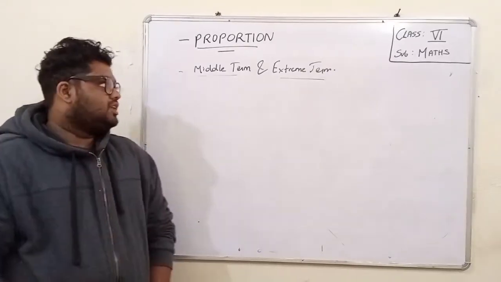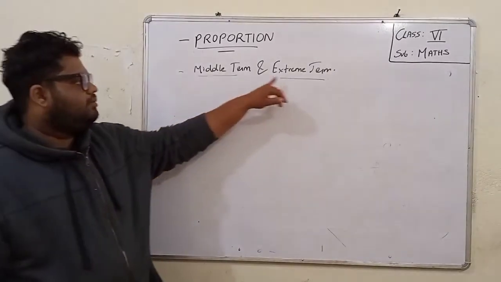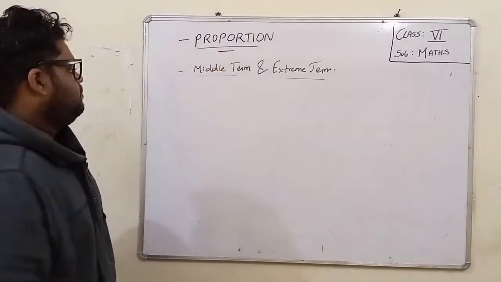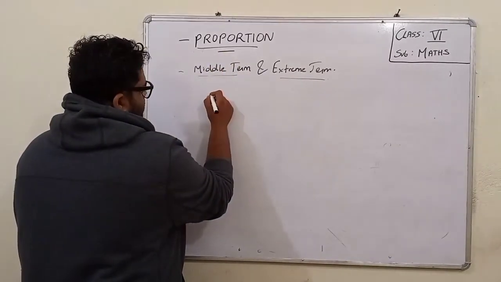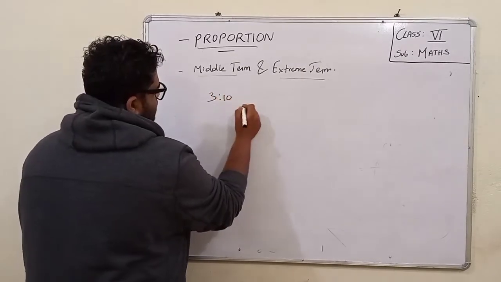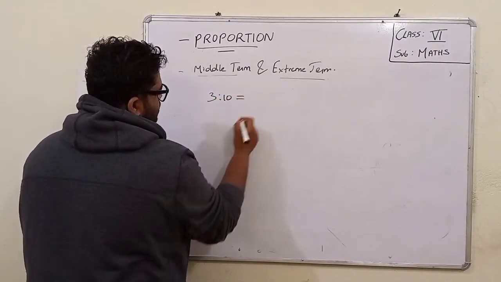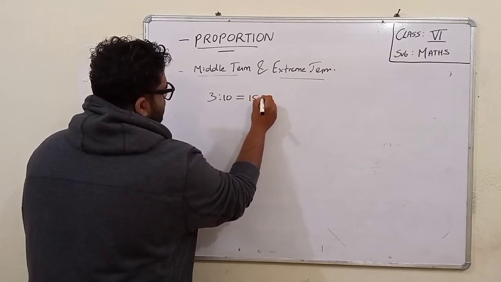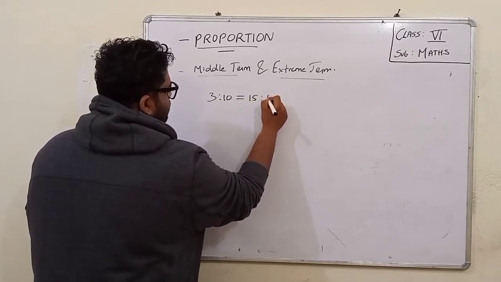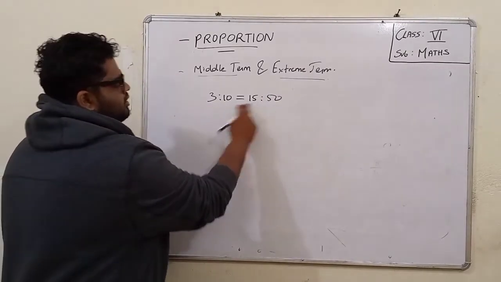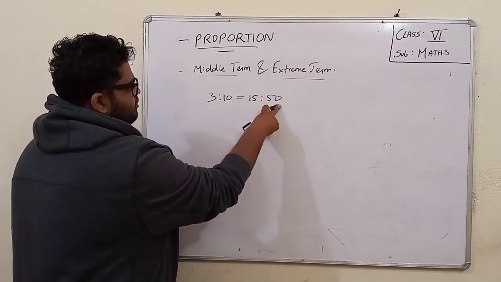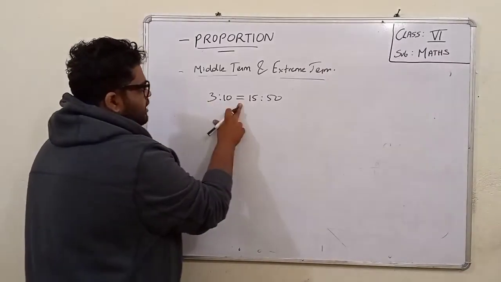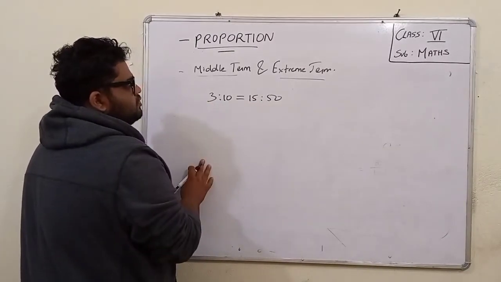Now, proportion has a subtopic, that is middle term and extreme term. What is middle term and extreme term in the case of proportion? For example, 3 is to 10 is proportional to, I guess, 15 is to 50, right? They are in proportion because 5 times 3 is 15, 5 times 10 is 50. So they have equal ratios. Now 3 is to 10 is equal to 15 is to 50.